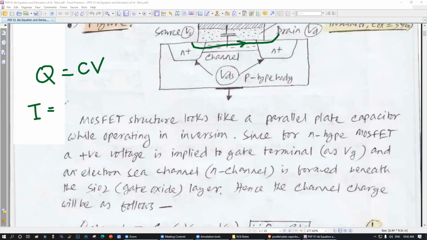We want to find out how much current is going through. The equation for current is I is equal to Q by T. T is equal to time. So for this we need to find out the Q first. Then we will find the T. Then we will divide them and we will find out the I. Understood, everyone? That's why we need Q.